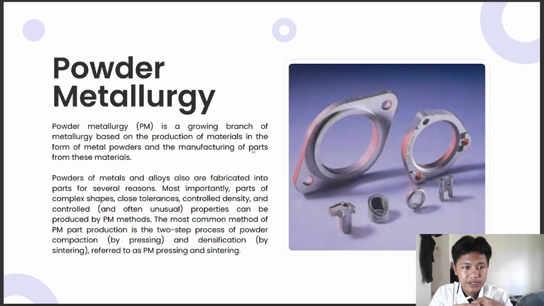Next is powder metallurgy. Powder metallurgy, or PM, is a growing branch of metallurgy based on the production of material in the form of metal powder and the manufacturing of parts from this material. Powders of metal and alloys also are fabricated into parts for several reasons. Most importantly, parts of complex shapes, close tolerance, controlled density, and controlled properties can be produced by the PM method. The most common method of PM part production is the two-step process of powder compaction by pressing and densification by sintering, referred to as PM pressing and sintering.